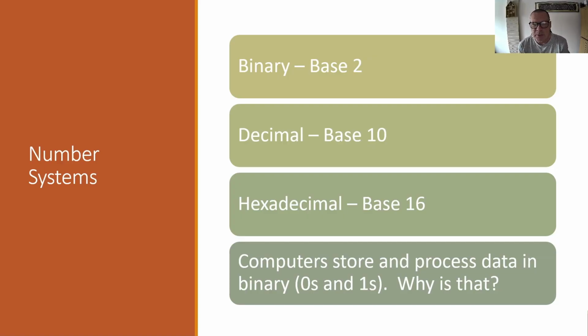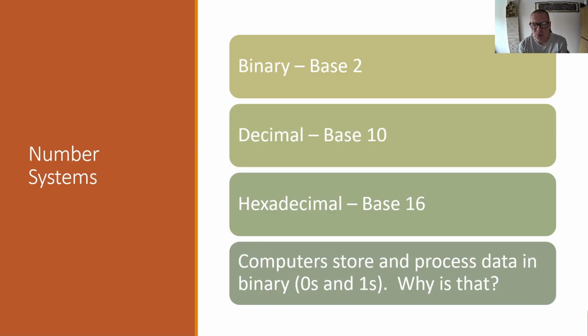Each one of these number systems has a base number. Binary is base 2 because there are two different digit values available, just 0 and 1. Denary or decimal is called base 10 because there are 10, 0 through to 9. And hexadecimal is base 16 because there are 16 digits available, 0 through to F. And we'll look at how that works a bit more later.